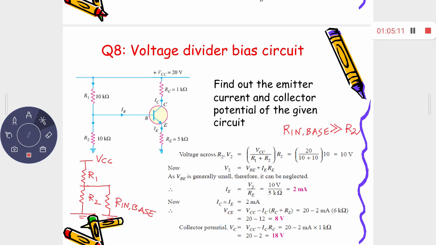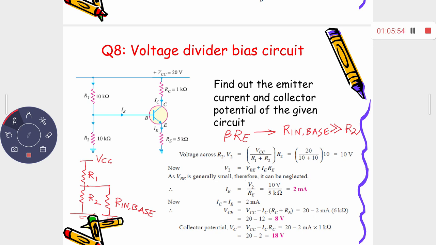No, R in base is not 5 kilo-ohm. What was R in base? Last time we calculated that R in base is equal to beta times RE. What was beta? Beta is given, is it provided there? Let it be 100. If it is 100, then 100 into 5 is 500 kilo-ohms. This 500 kilo-ohms is much, much larger than this, so therefore I can simply neglect it.